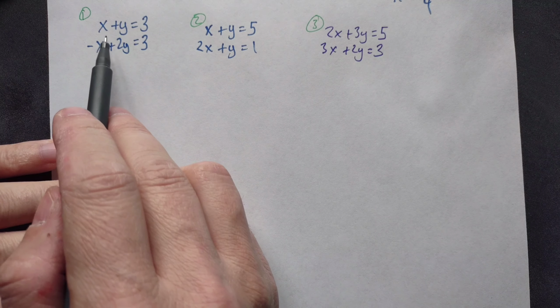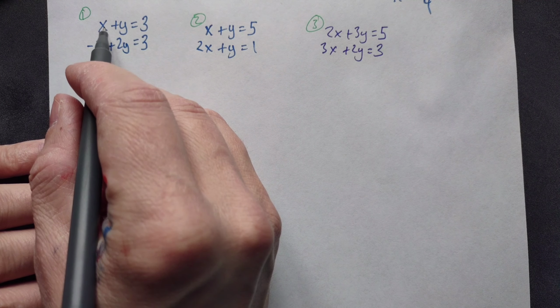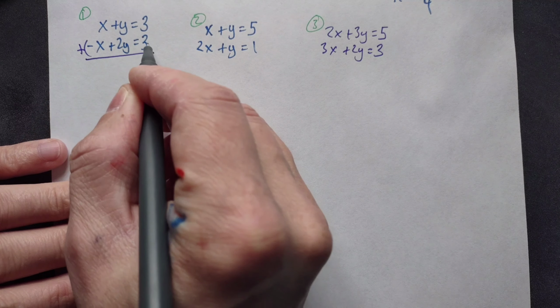Let's solve the following systems. x plus y equals 3, negative x plus 2y equals 3. So here, x is positive and this is negative. That means it's already set up. You can basically add straight down this way.